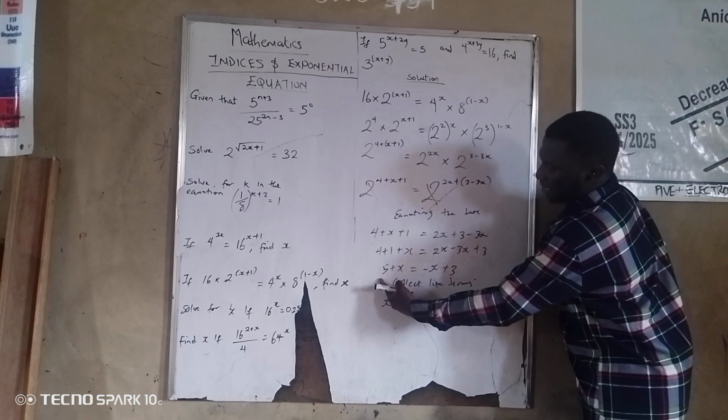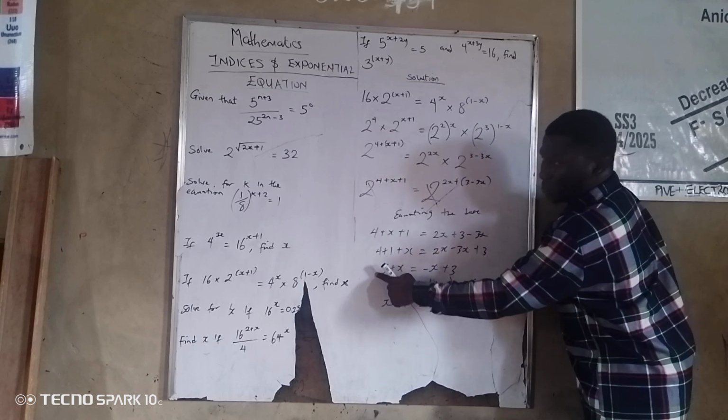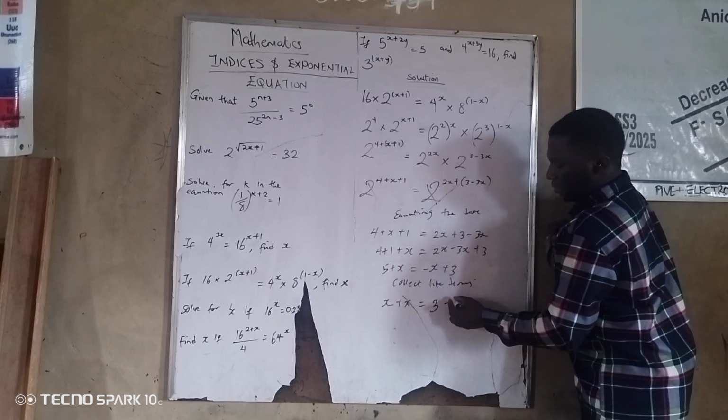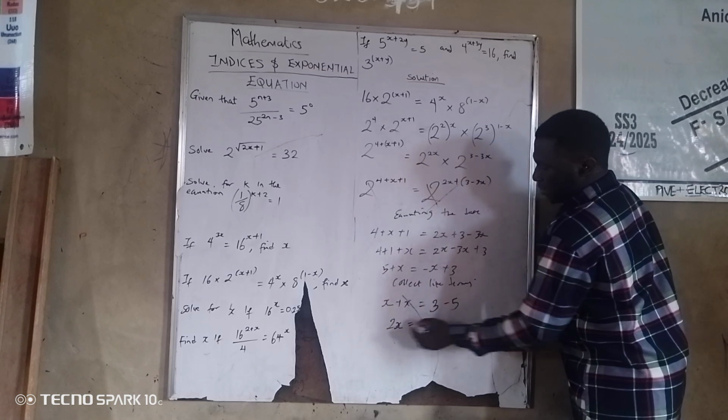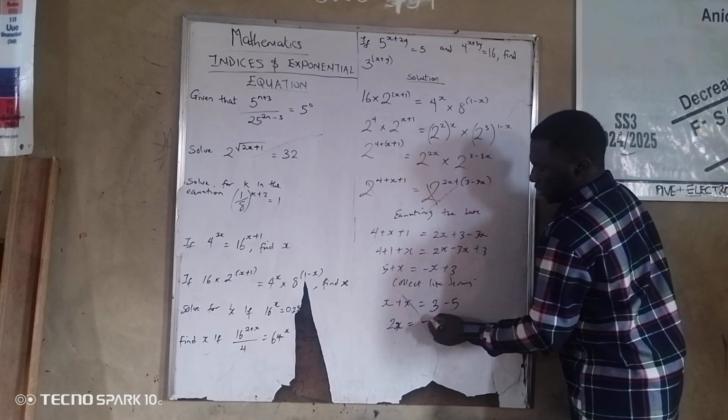Now, this 5 I said is coming to this side. So it was plus 5 before, it will become minus 5. So this is x plus x is 2x. 3 minus 5 is minus 2.